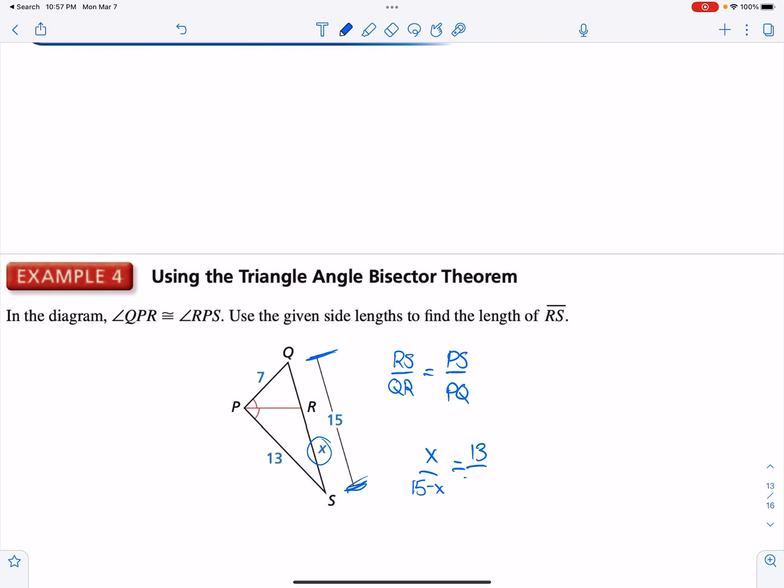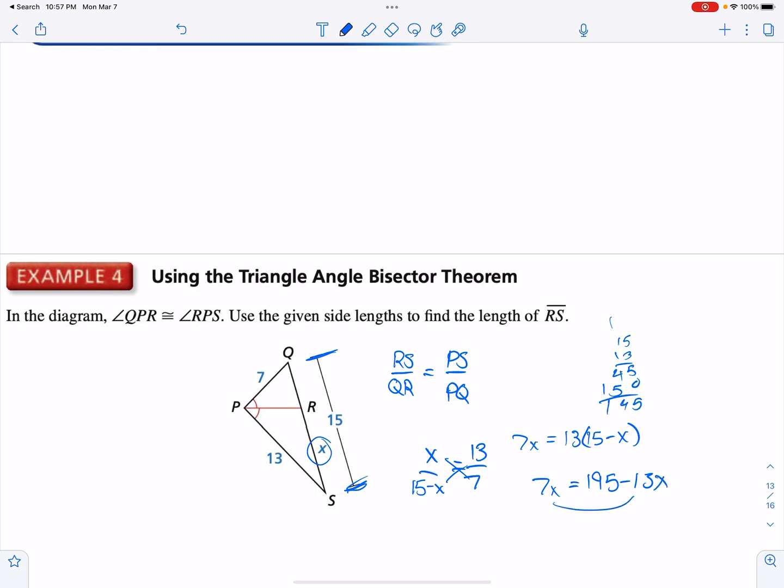We know what PQ is. That's 7. Now we do our cross products. So we have 7x equals 13 times 15 minus x. When I multiply that through, 15 times 13, we get 195. Now we have 7x equals 195 minus 13x.